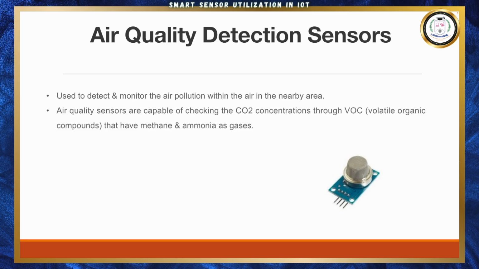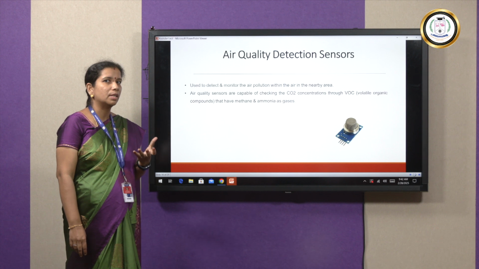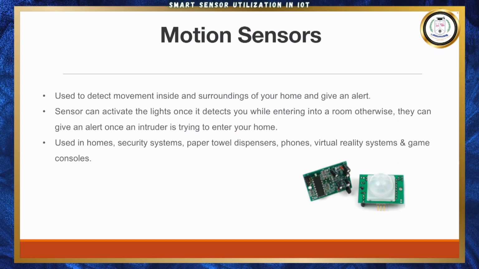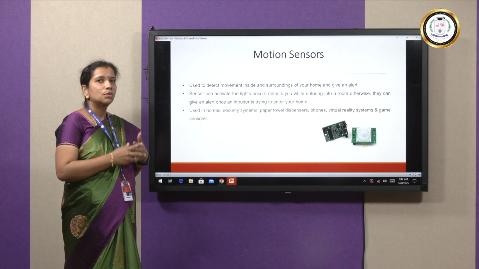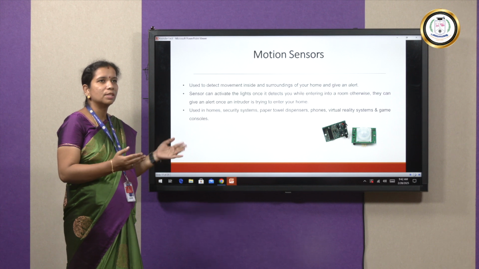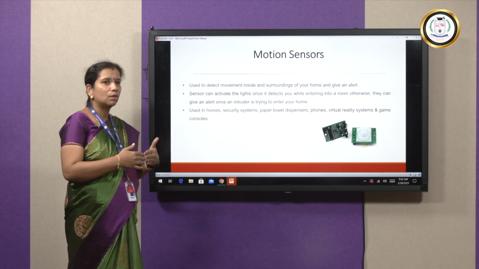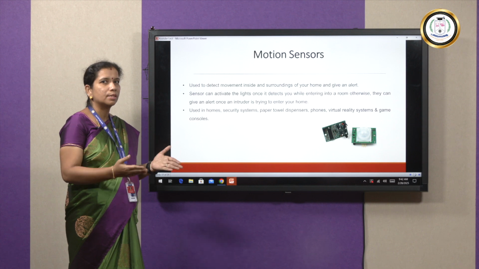Next is the air quality detection sensor, which is used to measure the quality of the air. It measures the level of carbon dioxide present in the air. Next is the motion sensor. We have automated doors, right? If you go near them, the doors open automatically. How? By means of this motion sensor. The motion sensor detects the movement of the object, and based on that it opens the doors.